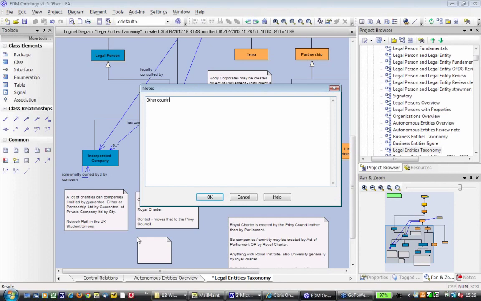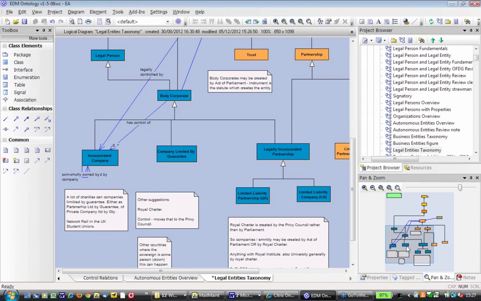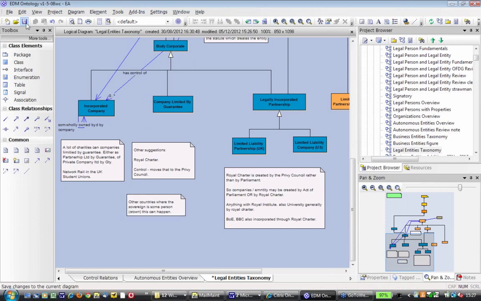Other countries where the sovereign is some person, crown, this can happen. Great, and I'm pretty sure that, as I say, some of the less democratic kingdoms, like Saudi Arabia and Swaziland, to pick two at random, doubtless the king can do whatever the hell he likes. So, including creating entities, until the World Bank came along and made everybody privatise everything.